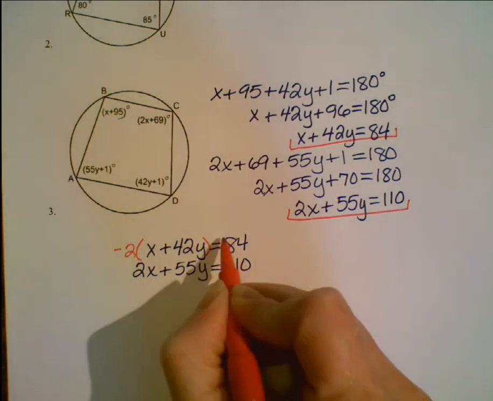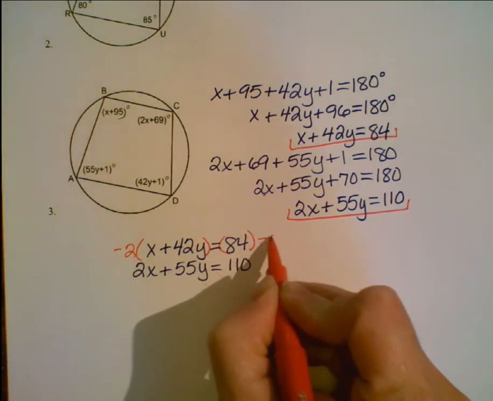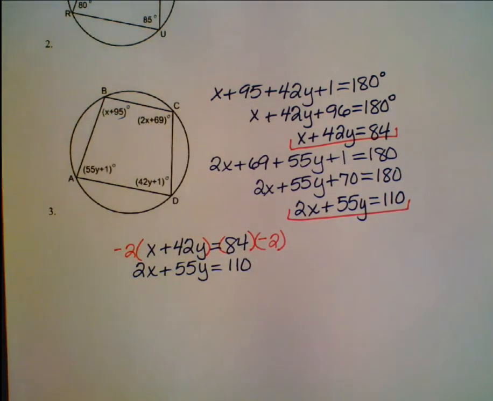Remember that the multiplication property of equality says that as long as you multiply both sides of the equation by the same value, you're not upsetting the balance of that equation at all. You're still going to have two equal quantities.